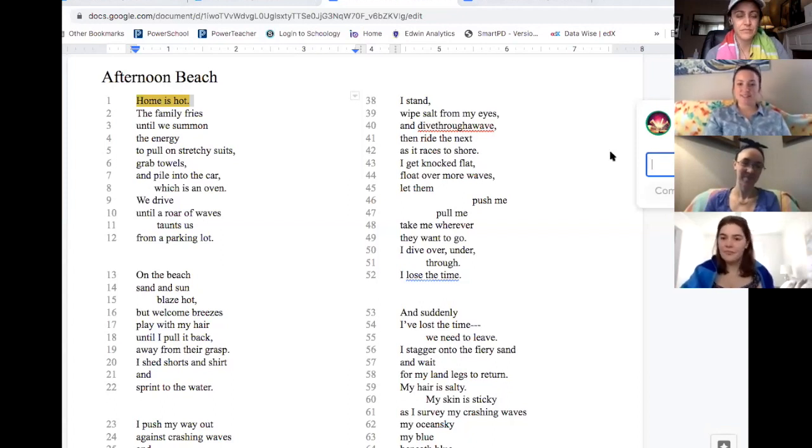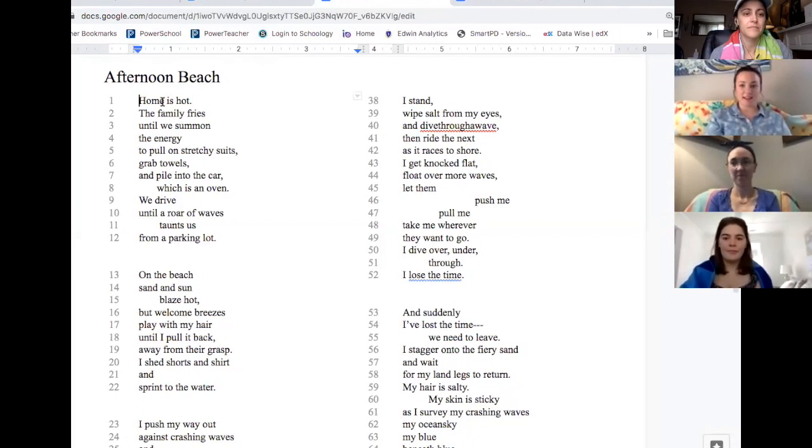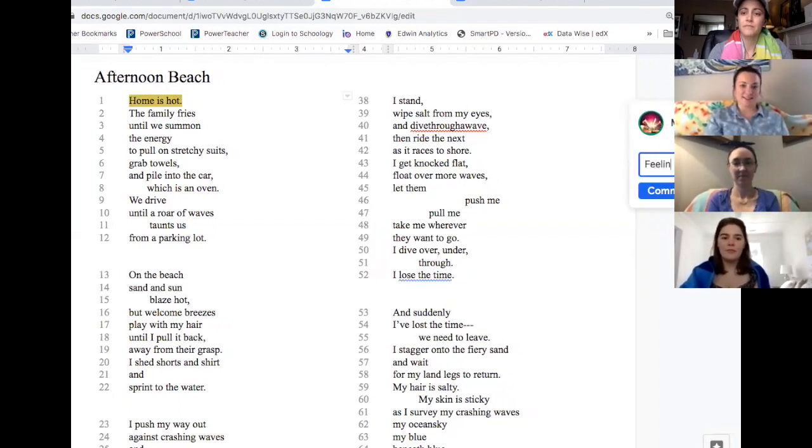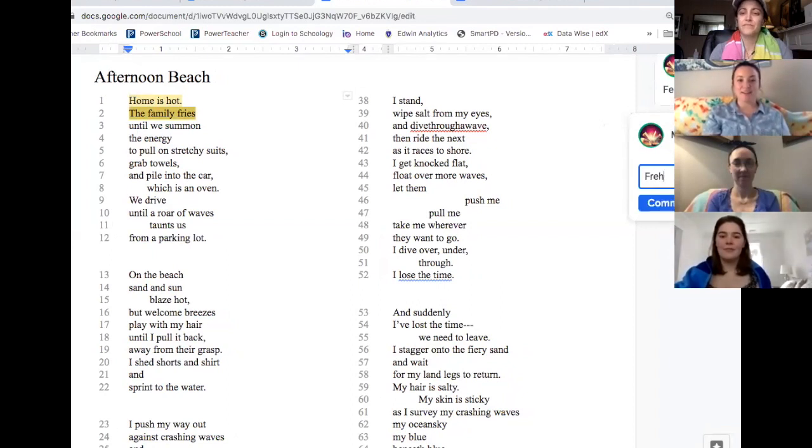So the first sensory detail that I notice is the feeling of heat. We see it clearly in the first line, home is hot. And then again in the second line where the author tells us that the family fries. When I think of fries, I think of a few different things. Obviously, first thing that comes to mind is French fries, sizzling in a fryer. And then I think of an egg frying in a pan, or I think of sunburned skin frying and sizzling. So I get the sense of heat.